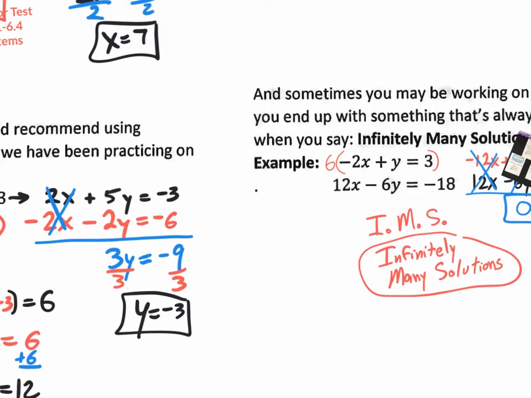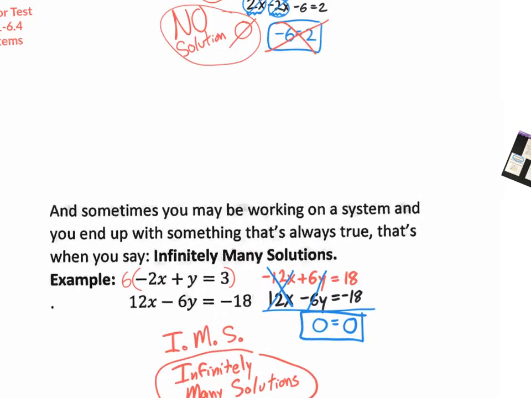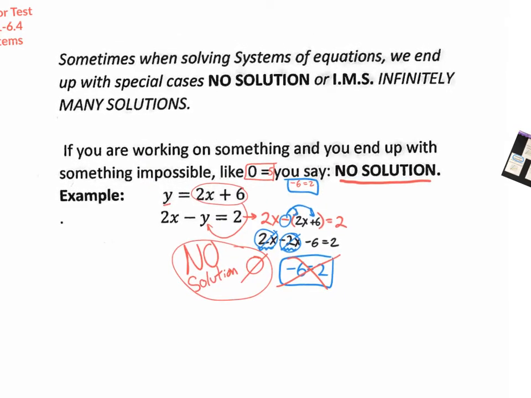And then sometimes you're going to get special cases where everything cancels out and you end up with something that's always true. And when you end up with something that's always true, you say infinitely many solutions. You could abbreviate IMS. And you could be using elimination method and you end up with something that's impossible. Doesn't matter if it's elimination method or substitution like we did right here. We substituted, we ended up with something impossible like -6 = 2. When you end up with something impossible, you say no solution.